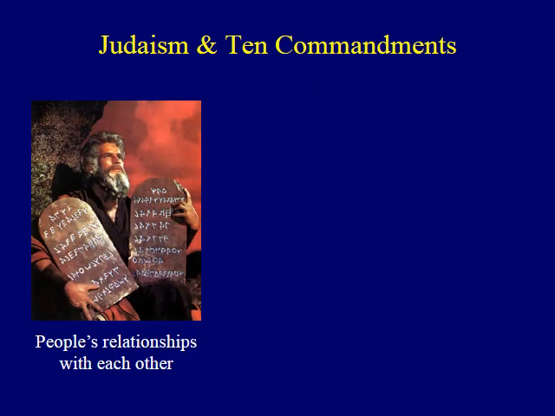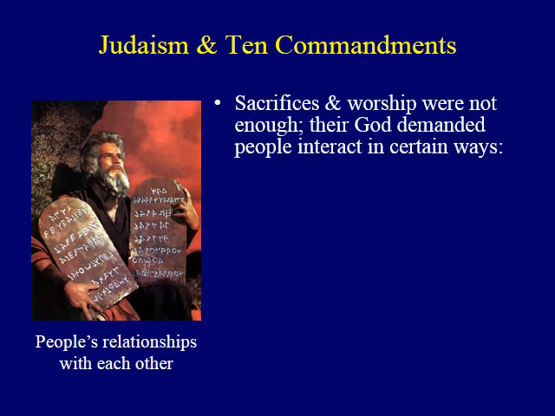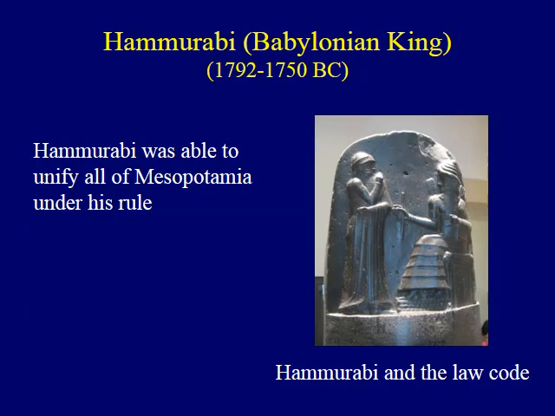The God for Jewish followers was very demanding. Not only did he want sacrifices and worship, he also required that people interact with one another in certain ways. The lawgiver Moses provided a series of commandments that regulated people's interaction with one another. Just as Hammurabi was given a code of laws by a deity in Mesopotamia, the same was true for Moses. He was given a series of commandments from his God.